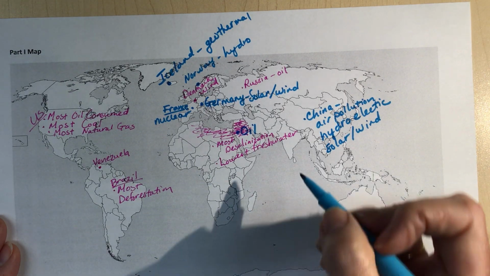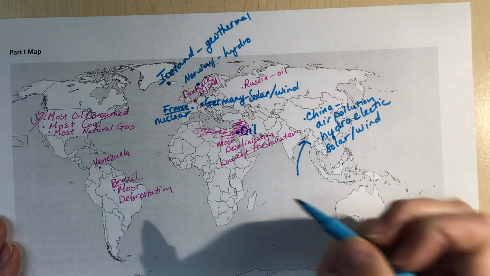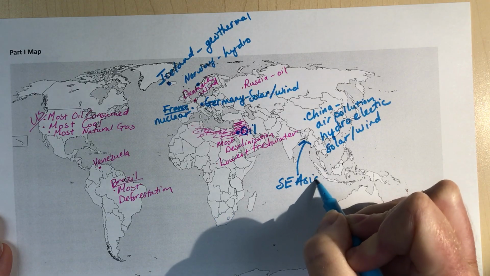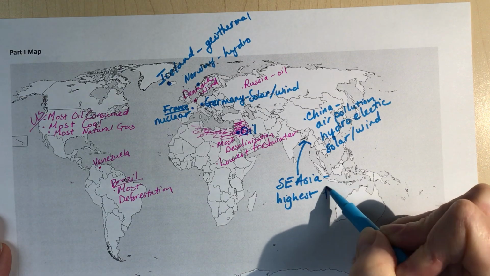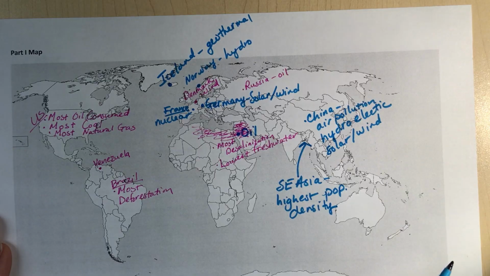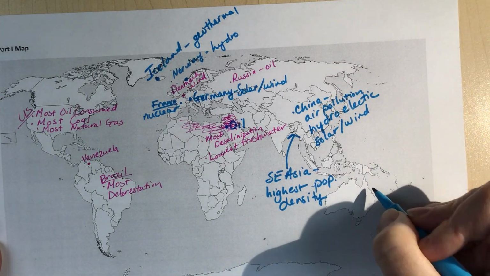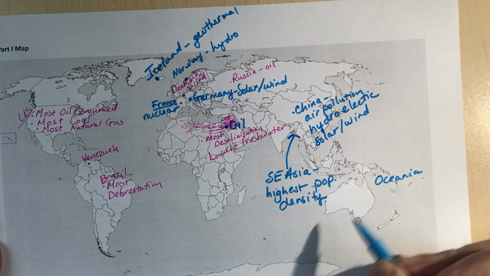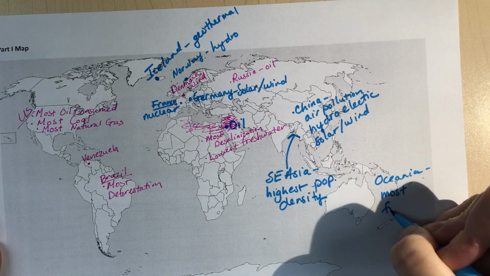Highest population density is over here, so Southeast Asia, here India, Bangladesh. We have here in Southeast Asia, we have our highest population density. And then highest per capita freshwater is over here in Oceania. So Oceania is over here, kind of all these islands, has the most fresh water per capita.